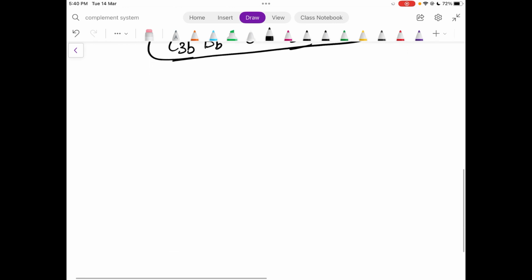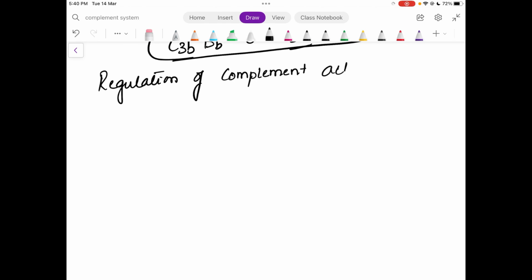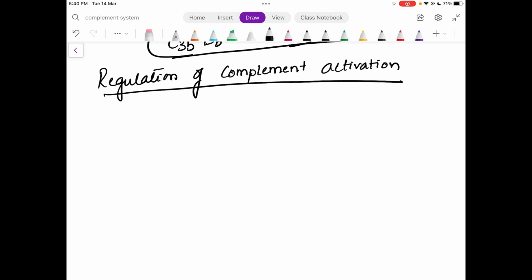Next, we'll see the regulation of complement activation. How will you regulate this complement system activation? One is at the level of C1. What is the function of C1? It will bind with immune complexes. This binding of C1 with immune complexes is inhibited by C1 inhibitor.